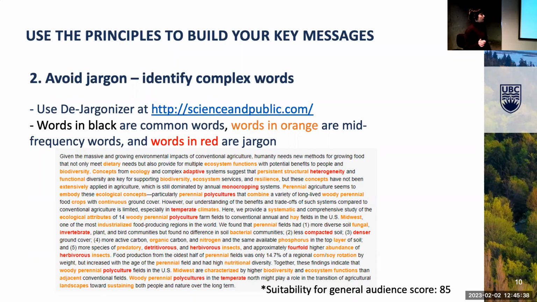What I noticed right away is woody perennial polycultures, which are keywords that are in the title of the paper and in the abstract. Those are going to be jargon words. I tend to get confused between perennial and annual. I do know what polycultures are, but it doesn't really mean much to someone who wants to know about nature and the environment.